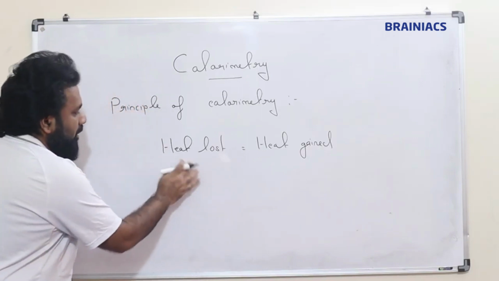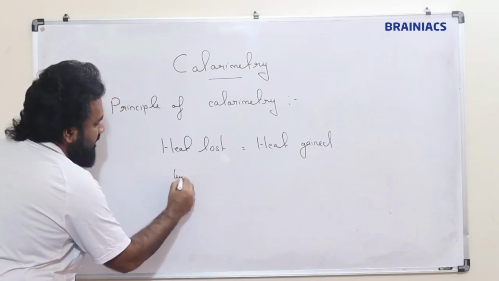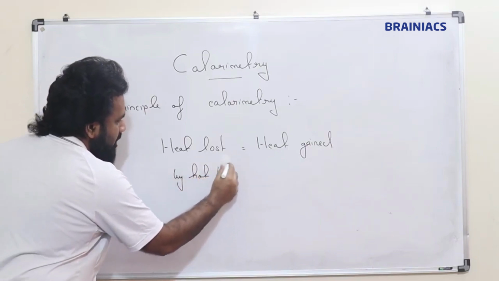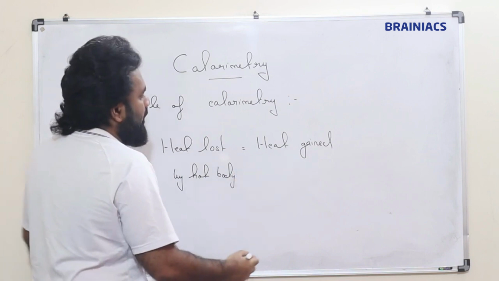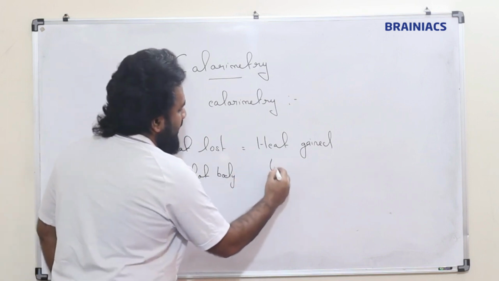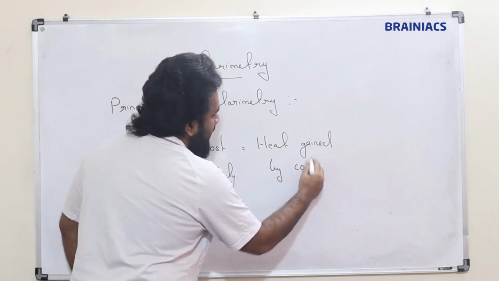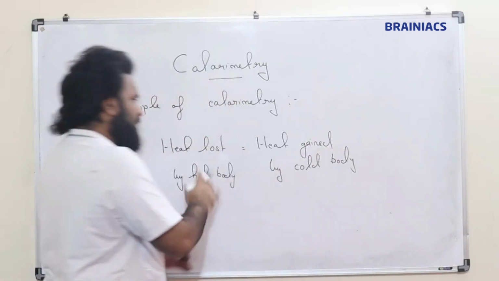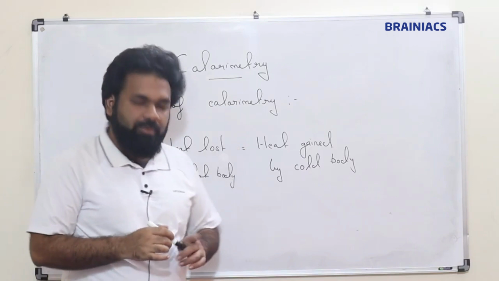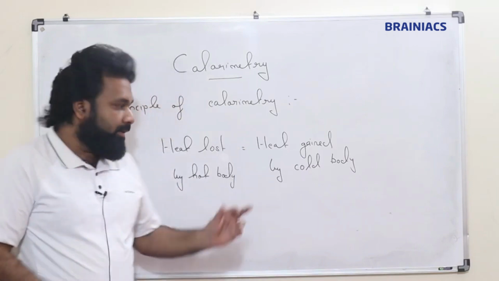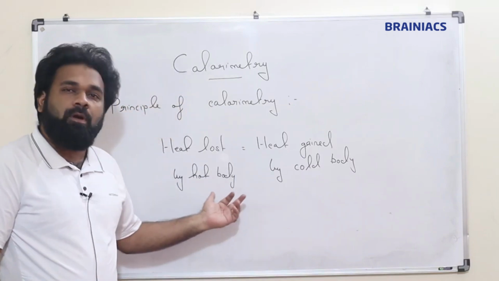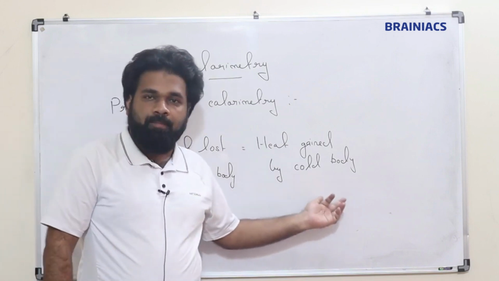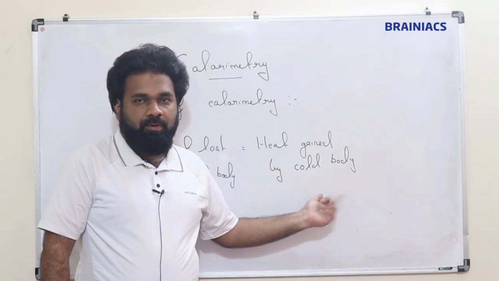So heat lost by the hot body is equal to heat gained by the cold body. Heat lost is equal to heat gained. This is the principle of calorimetry, but the real meaning is that heat lost by the hot body is equal to heat gained by the cold body. Clear? This is the principle of calorimetry.